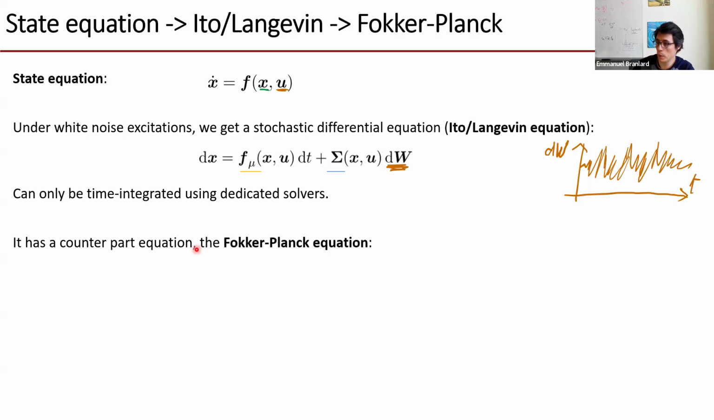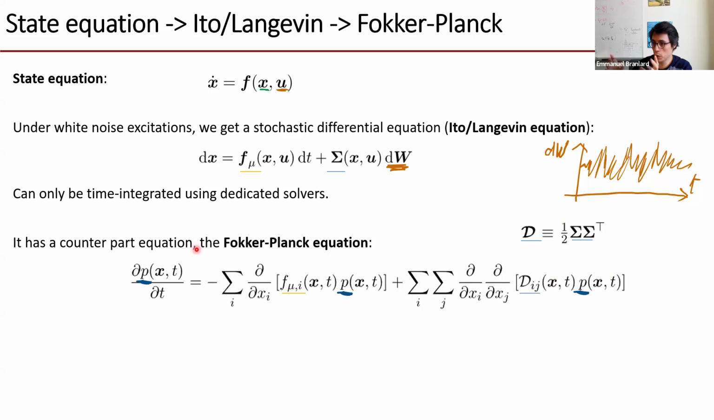But there's a counterpart to this equation. Once you have the Ito equation, you can figure out what is the Fokker-Planck equation. And this is the Fokker-Planck equation that relates, you can see this F mu that was here. So that's why it's related to the Ito equation and this sigma, which is a bit of a diffusion term that is also here in this equation, where basically this diffusion matrix is the 1/2 of the sigma transpose, and the sigma was showing up here.